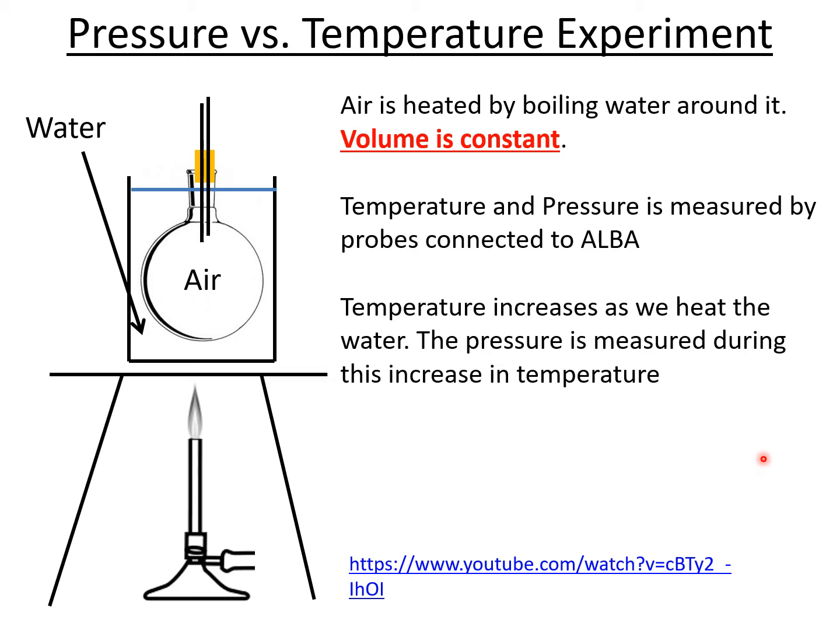So here's the experiment that you'd be doing, or we'd be doing in class, because it can be quite dangerous. You would have a flask where you put air into it. You would then put this flask, which has a temperature probe inside here and a pressure probe here, and this would be connected to Alba. And then you would put this flask of air into a big beaker with water, and you would gradually heat the water up. So what you're doing is you're heating the air inside by heating the water around it.